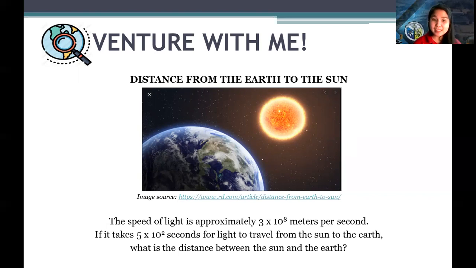The speed of light is approximately 3 times 10 to the power of 8 meters per second. If it takes 5 times 10 to the power of 2 seconds for light to travel from the sun to the earth, what is the distance between the sun and the earth?